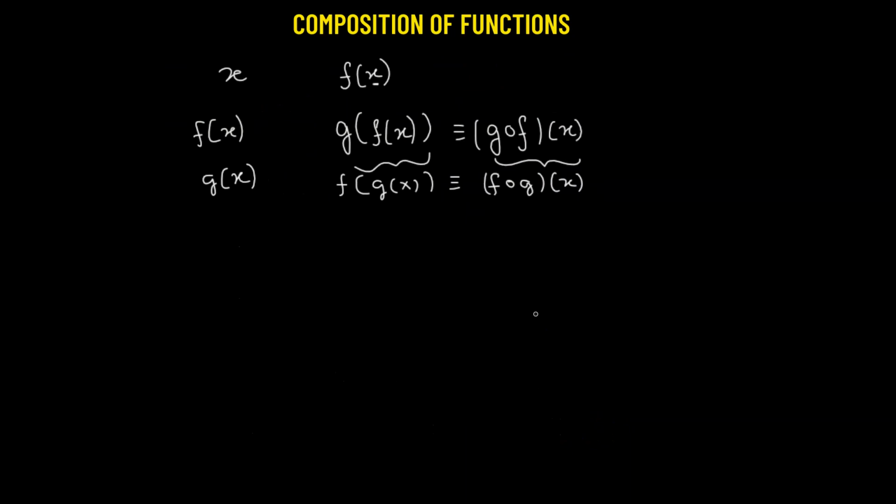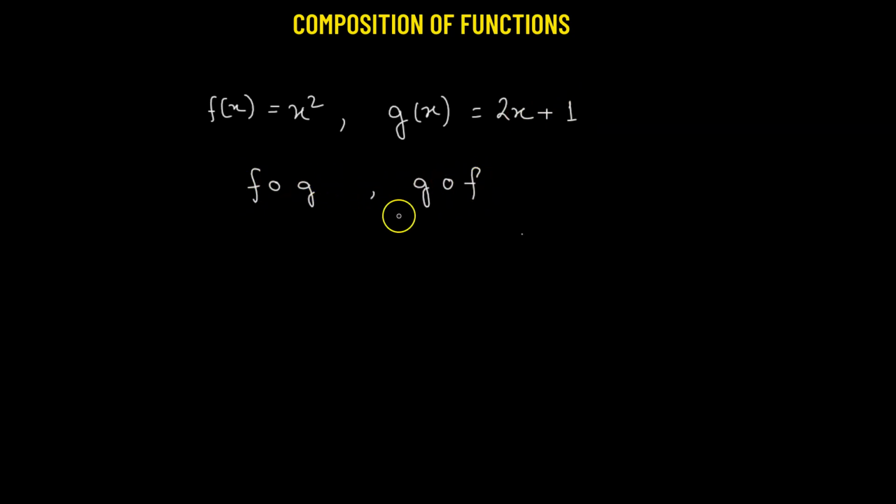Let's consider a few examples. So let's say our function f of x is defined as x squared, and our function g of x is defined as 2x plus 1. So we'll try to find out f composition g and also g composition f. So let's start with the first one, f composition g. In order to define this, this is also written as f composition g of x. So this can be broken down as f of g of x.